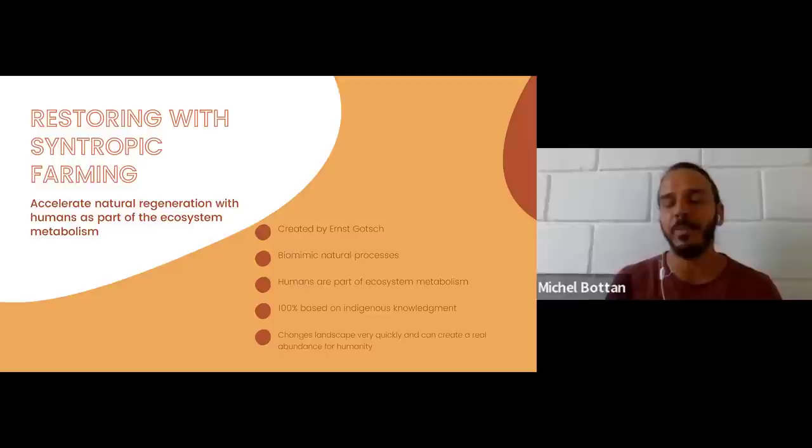They did that for 1,000 years. So Ernest Goetsch took all their knowledge and structured it in a way that's easier for the modern mind, for contemporary minds, to understand how to restore those environments. So it changed the landscape very quickly and can create a real abundance for humanity, because we see that we can have a lot of species for a food system, and most of the resources that we need for life.